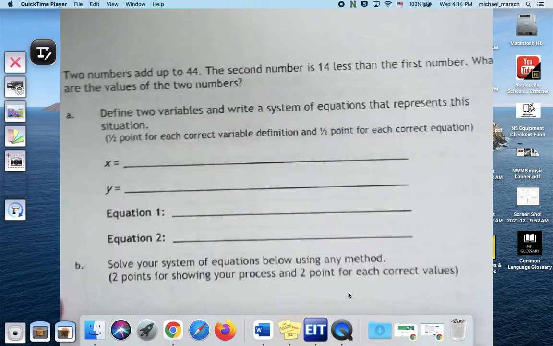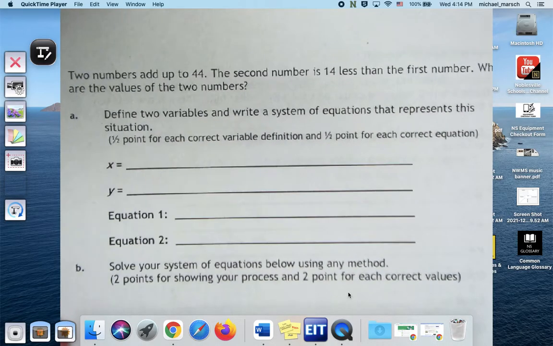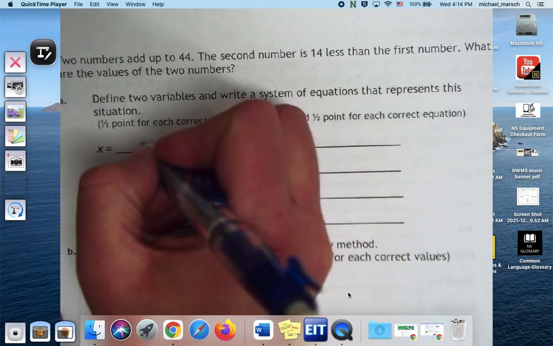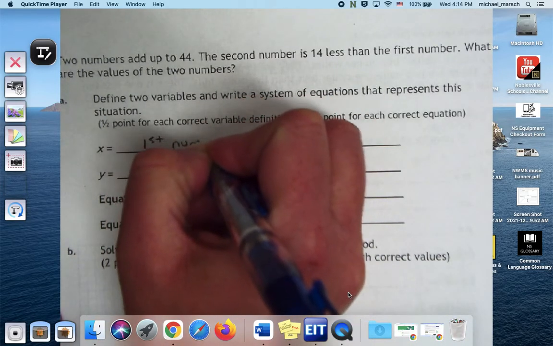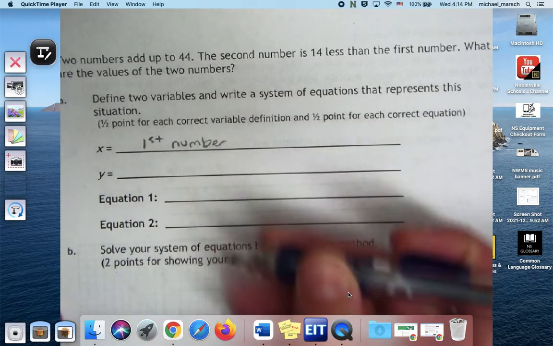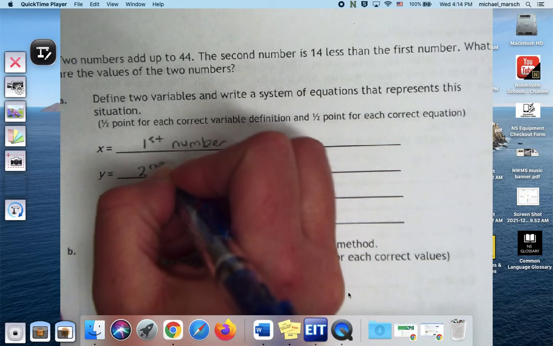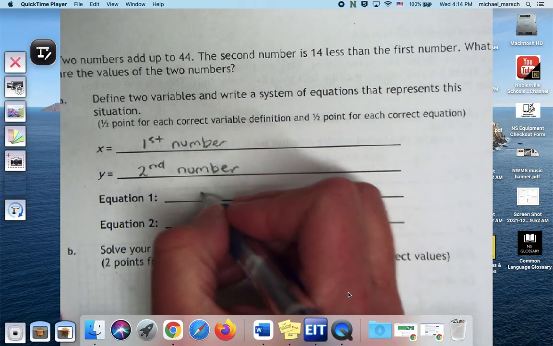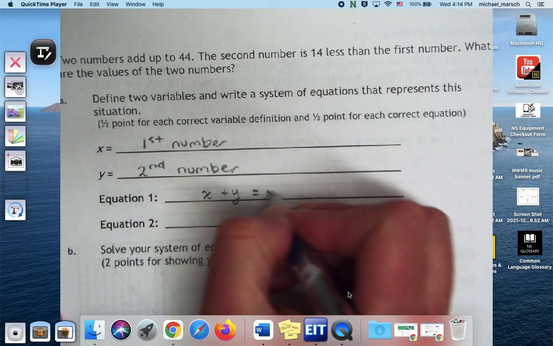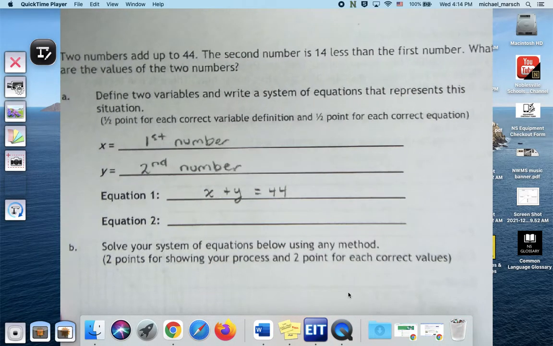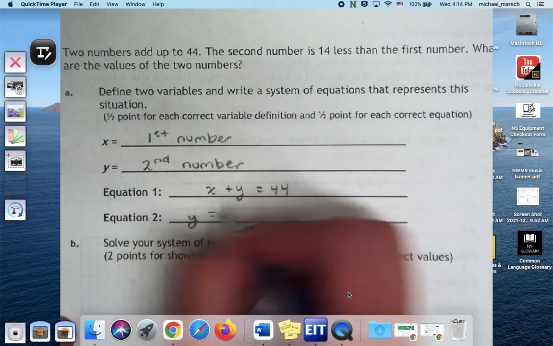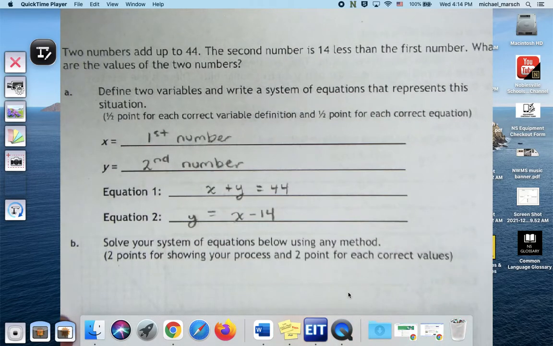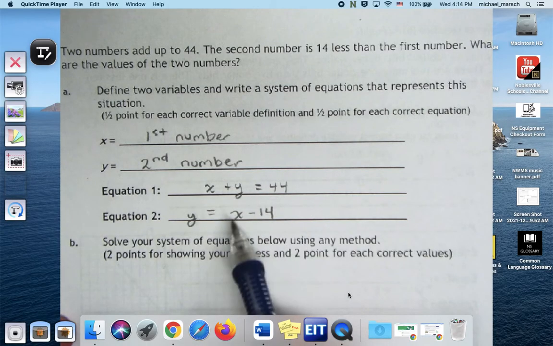Two numbers add up to 44. The second number is 14 less than the first number. What are the values of the two numbers? Okay, so the x is going to be the first number. Y is going to be the second number. So when you add them, you get 44. The second number is, so y is 14 less than the first. So I take 14 away from the first number.